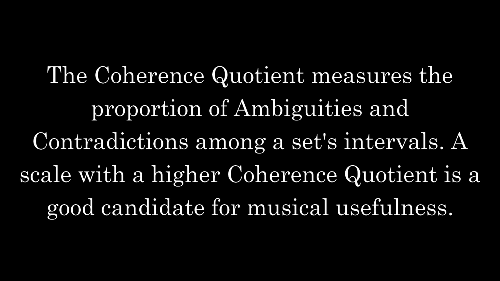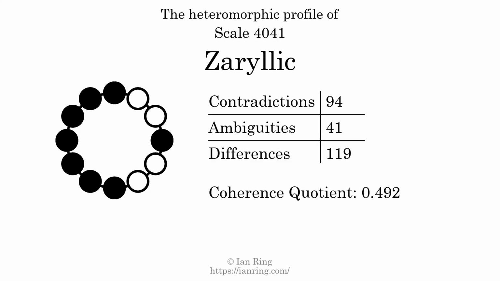The coherence quotient measures the proportion of ambiguities and contradictions among a set's intervals. A scale with a higher coherence quotient is a good candidate for musical usefulness. The coherence quotient is 0.492.